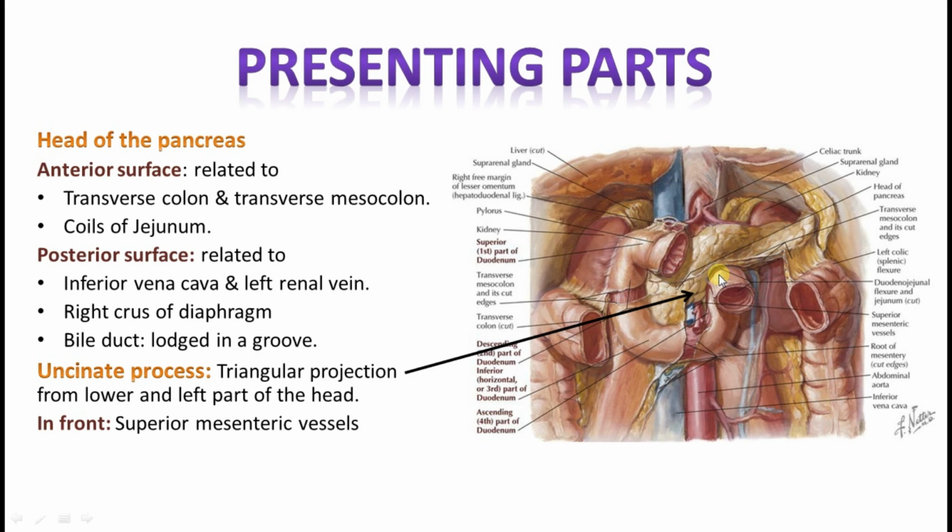Sometimes between the superior mesenteric artery and the abdominal aorta, the left renal vein might get compressed. That is called the nutcracker syndrome. So behind is the abdominal aorta, in front the superior mesenteric vessels, which is the relation for the uncinate process, a process from the lower left part of the head of the pancreas.